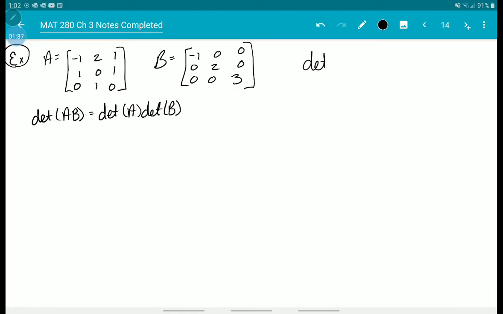So the determinant of B, like we said, is just going to be the entries down that main diagonal. We talked about that in a previous video. And if we were to multiply those together, we're going to get a negative 6. So now let's find the determinant of A. And that one's going to take just a little bit of work.